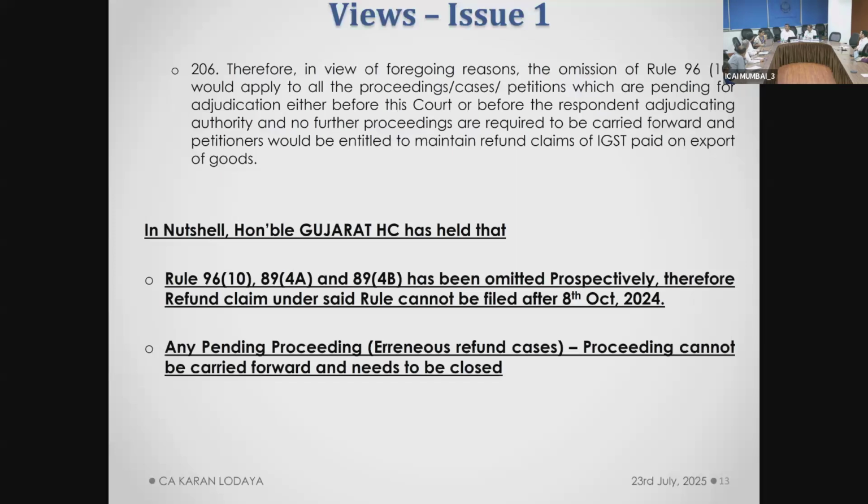Can we take the stand in this 89.4b, just 4A4b, that even if you don't have anything in the electronic credit ledger, still you are eligible to claim this refund? Yeah, even if you don't have anything in the credit ledger, you are eligible because there is no formula prescribed. There is nothing written. They have just stated that whatever inputs.